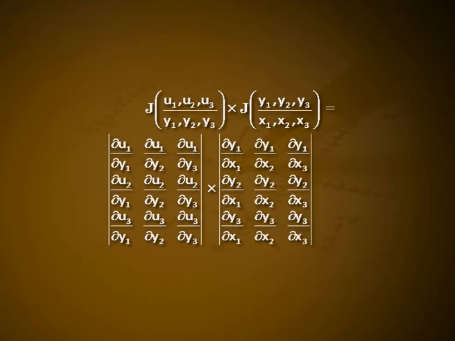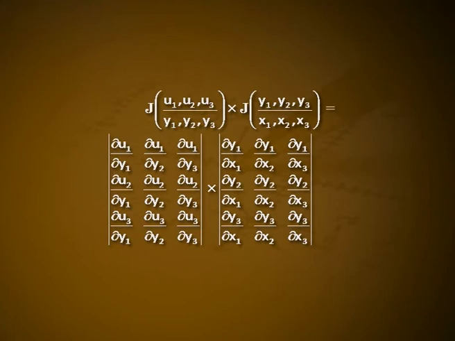Since the Jacobian is a determinant, the row by column rule of multiplication shows that J of u1, u2, u3 over y1, y2, y3 times J of y1, y2, y3 over x1, x2, x3 equal to determinant first row del u1 by del y1, del u1 by del y2, del u1 by del y3, second row del u2 by del y1, del u2 by del y2, del u2 by del y3, third row del u3 by del y1, del u3 by del y2, del u3 by del y3 times determinant first row del y1 by del x1, del y1 by del x2, del y1 by del x3.